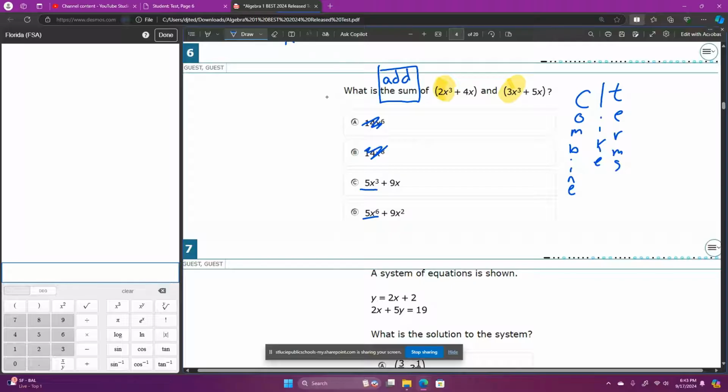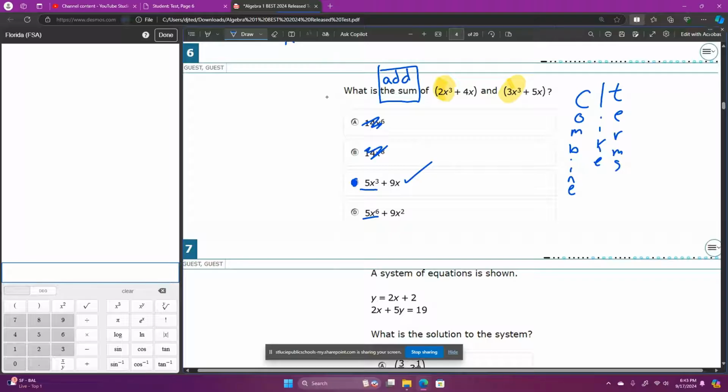The rule is that the variable stays the same. That's why they have to be the same in order for you to add them. So this is our correct answer right here. 5x cubed. And I don't have to check the other part, but 4x plus 5x does equal 9x. So we know we've got that right.